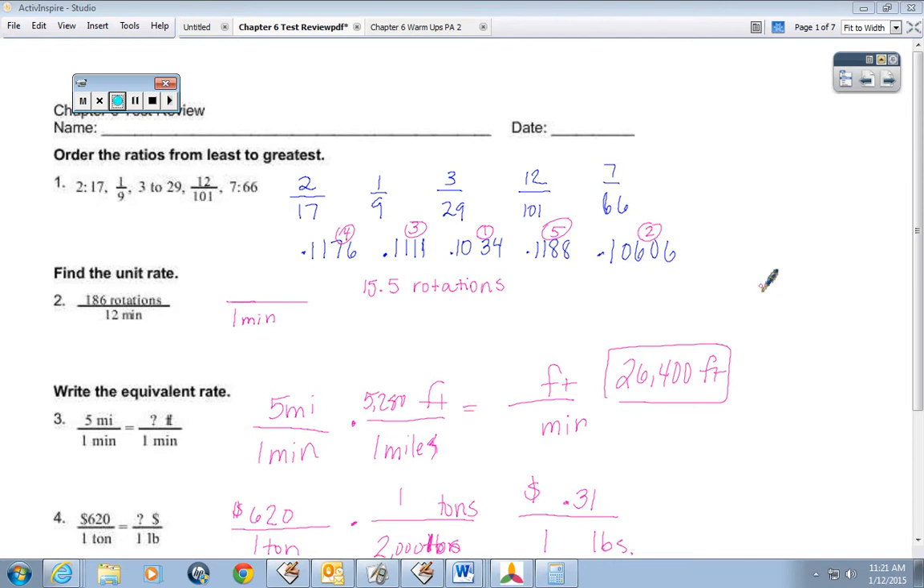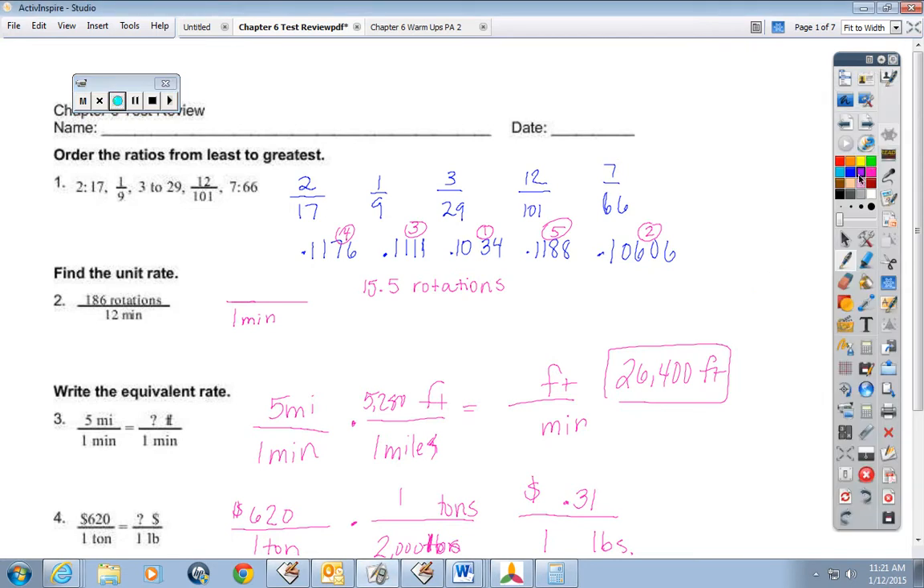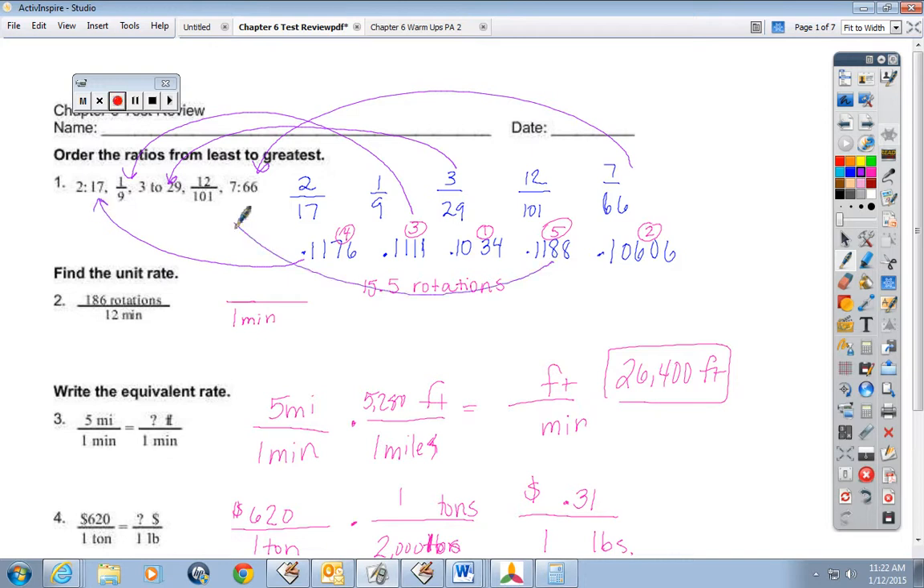Alright, so on this one, if we wanted to draw lines, number 1, which corresponds to 3 over 29, is this one, so that would be first. And then number 2, which is the last one, is here. Number 3, which is 1/9, goes here. Number 4 was the first one, which is here. And then 5 was the second, the last one, which is there.